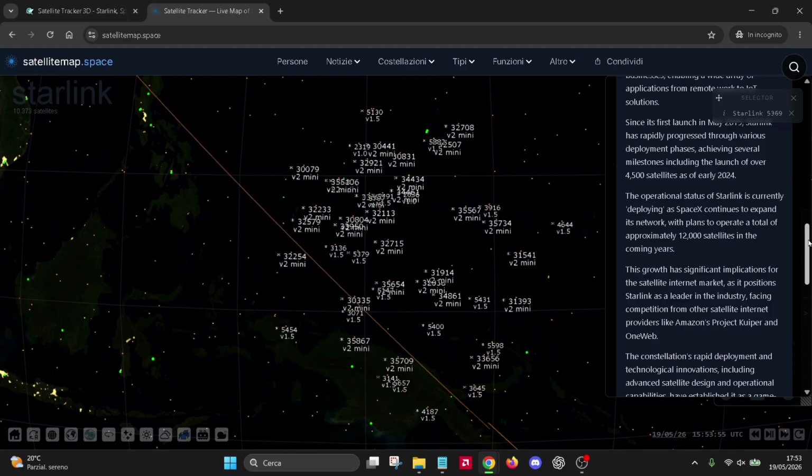Ultimately, the value of tools like Satellite Map lies in their ability to make invisible infrastructure visible. They allow anyone to explore the spacecraft that orbit Earth and to better understand the technologies that support communication, science, security, and global connectivity. And once you see how much of modern life depends on satellites, you gain a new appreciation for the extraordinary systems operating silently above our planet.